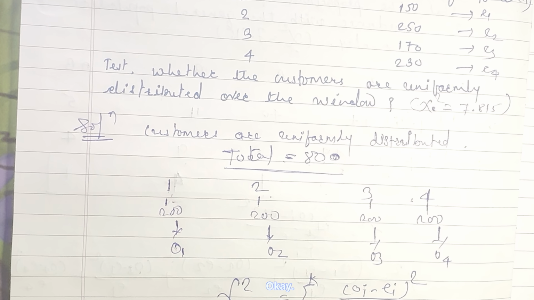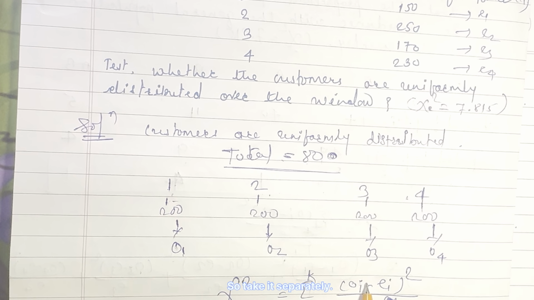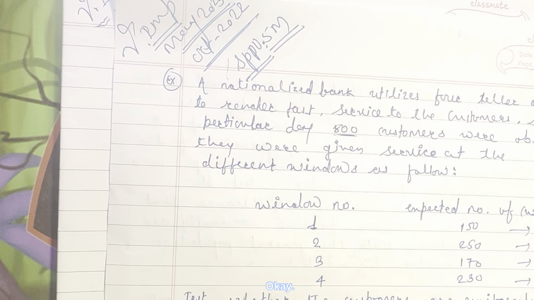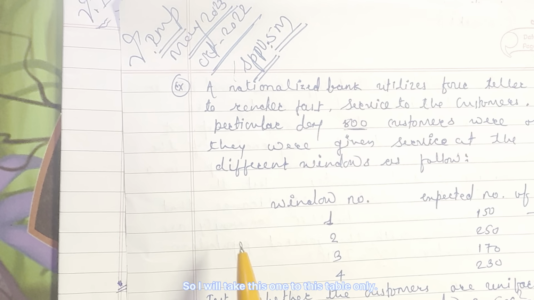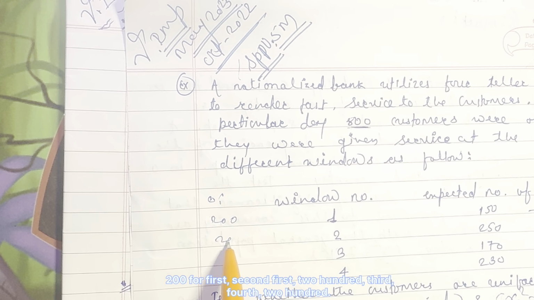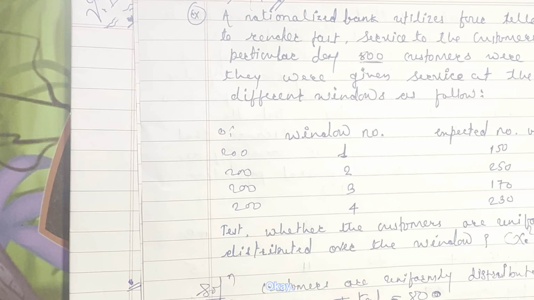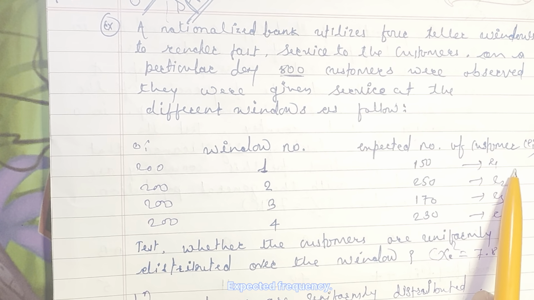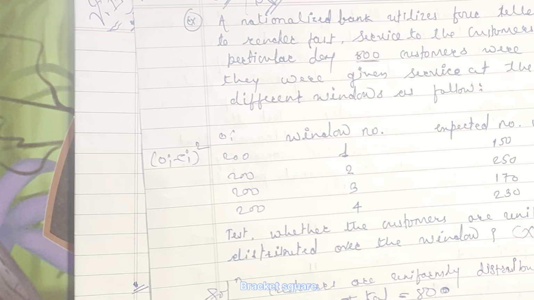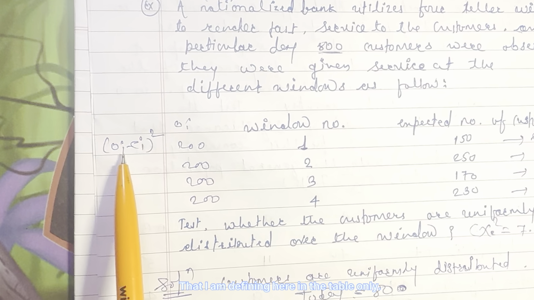So see that we want all these values here. Let me take them separately. Let me write the Oi in front of the Ei in this table. So I'm going to write Oi here, observed frequency 200 for first, second 200, third 200, fourth 200. So we got the observed frequency and the expected frequency. Now we want the Oi minus Ei, bracket square, that we want here in the formula, and I'm defining that here in the table.